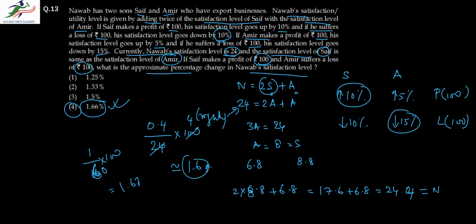1.6. There's very little difference between 24 and 25. So it will be a little more than 1.6, is what we can make out from this step itself. So there's only one option which is more than 1.6, and that should be the correct option.